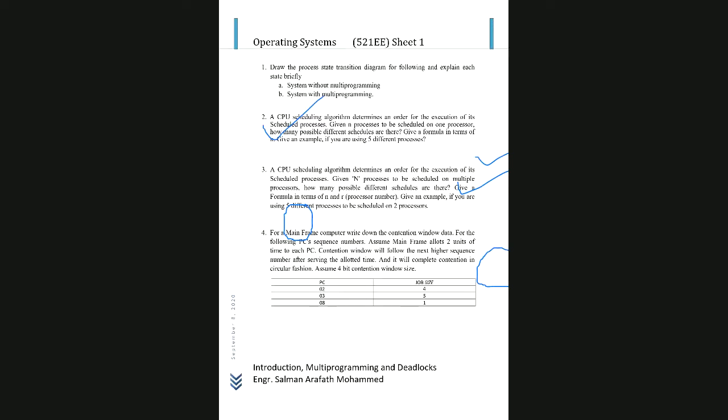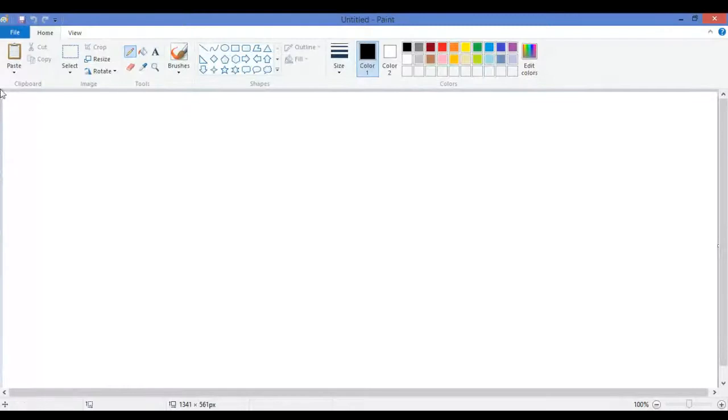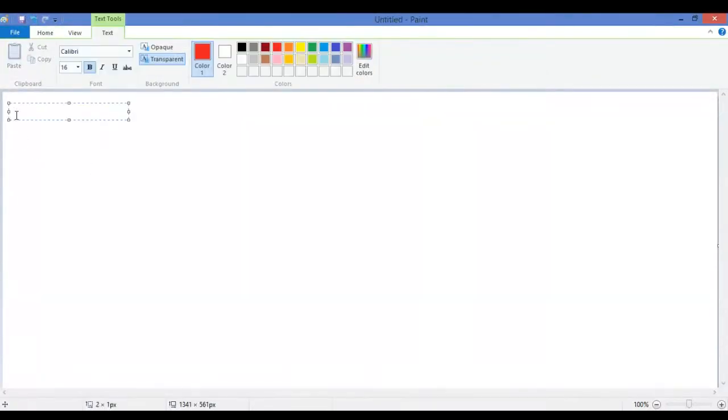Okay, so I hope all of you have the sheet open with you. I'm going to solve this problem now. So what is given here? The given is the number of processes is n, and the number of processors, which is nothing but the CPU, is only one. Second solution.